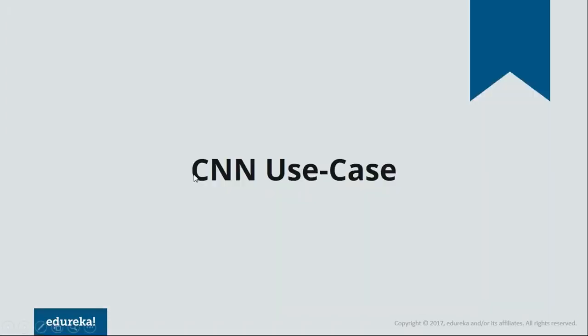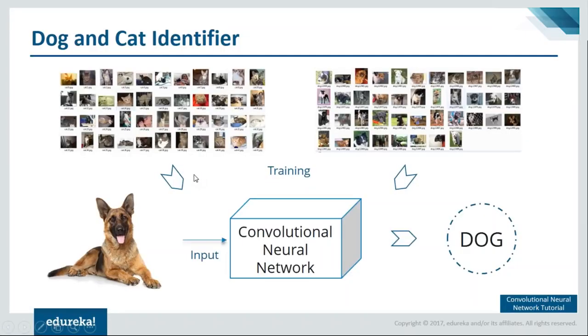Alright, so now let us move towards our use case. So this is our use case, guys. Over here, we are going to train our model on different types of dog and cat images. And once the training is done, we are going to provide it an input and it will classify whether the input is of a dog or a cat.